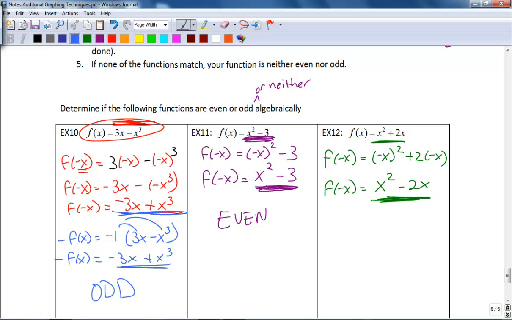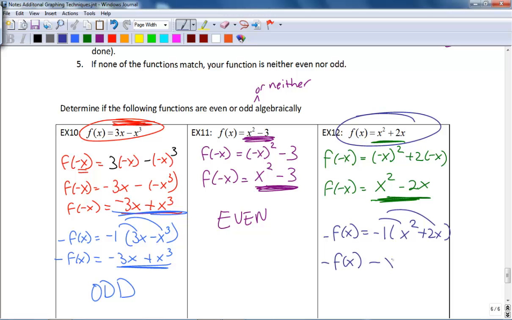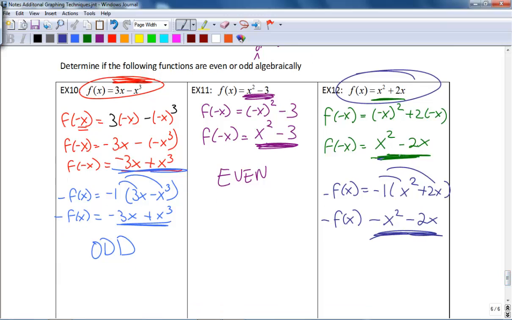So step 3 says, all right, we'll find the negative of f of x. So multiply your function, the original one, this guy up here, by negative 1. So I want negative 1 times x squared plus 2x. If I distribute in my negative 1, I get that negative f of x is equal to negative x squared minus 2x. Now, does this function match the function of f of negative x? No, because this is a positive x squared and this is a negative x squared. That means I'm not odd. So if I'm not odd and I'm not even, I am neither.